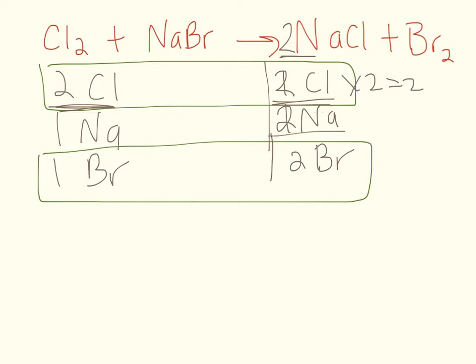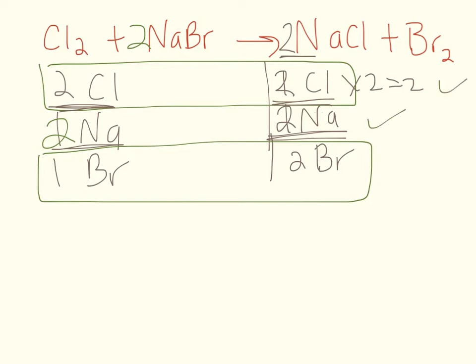So we have 2 sodium elements on our right side, but we only have 1 on the left. So what I'm going to do is add a 2 to that sodium bromide on the left side of the equation, so that now the sodium's balanced out and they are good to go.